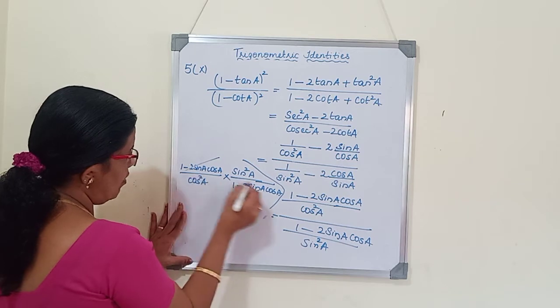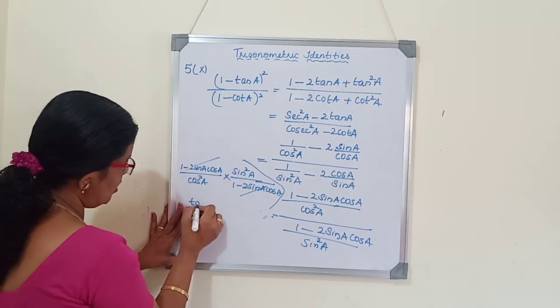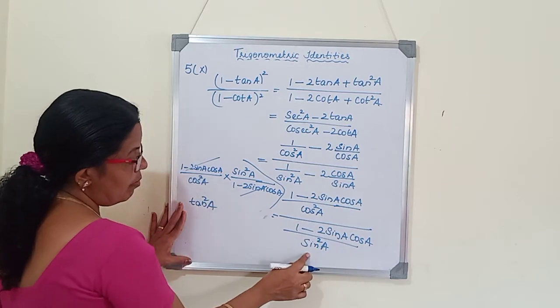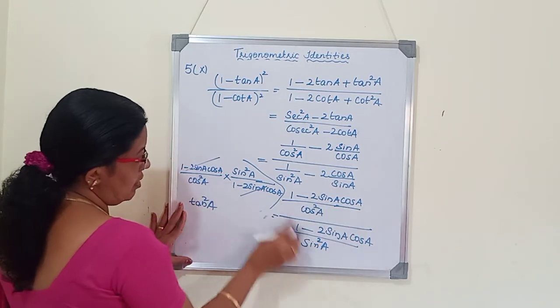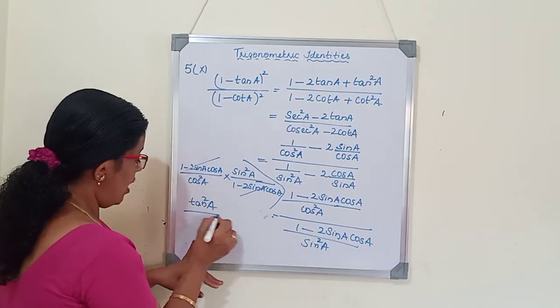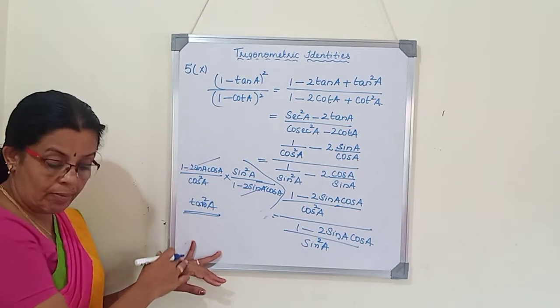So here this will cancel, sin square A by cos square A is tan square A. Here itself we can cancel the numerator and numerator, but don't forget to take the reciprocal, top sin square by cos square. Don't write cos square by sin square. So the answer is tan square A.